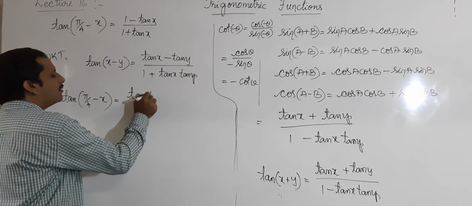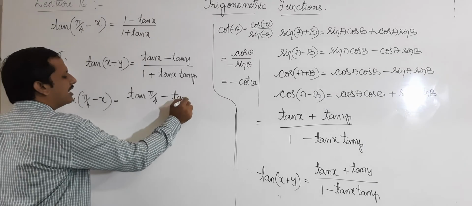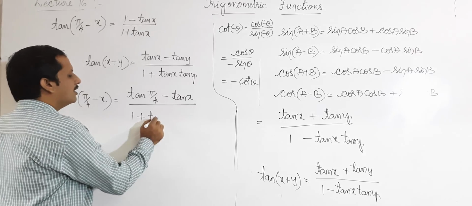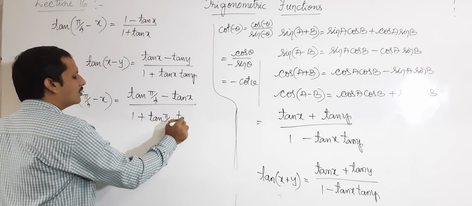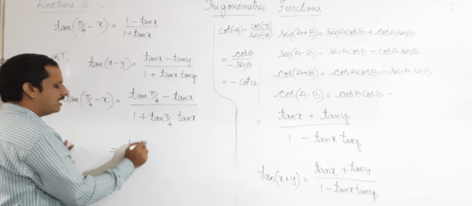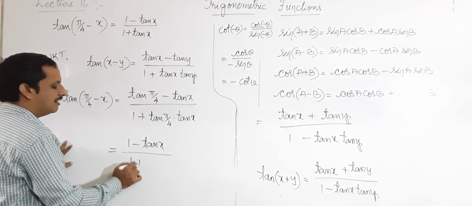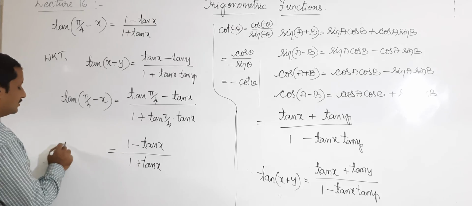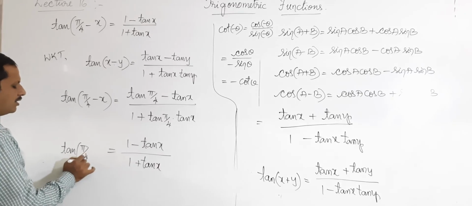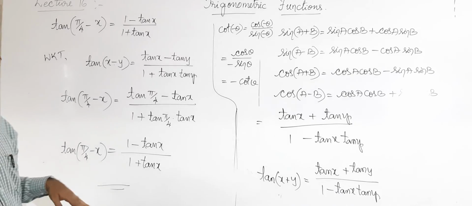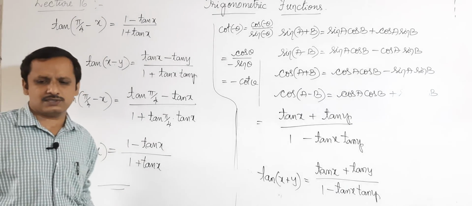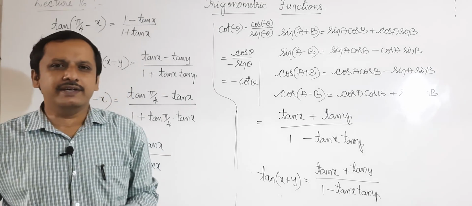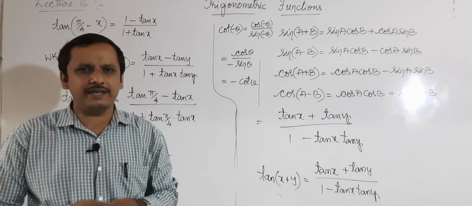So that will give you tan pi by 4 minus tan x divided by 1 plus tan pi by 4 into tan x. Tan pi by 4 is 1, so 1 minus tan x divided by 1 plus 1 into tan x, which is tan x. Hence, tan of pi by 4 minus x is equal to 1 minus tan x by 1 plus tan x. Okay, students, remember all the formulas that I have derived so far. All of these are very essential.